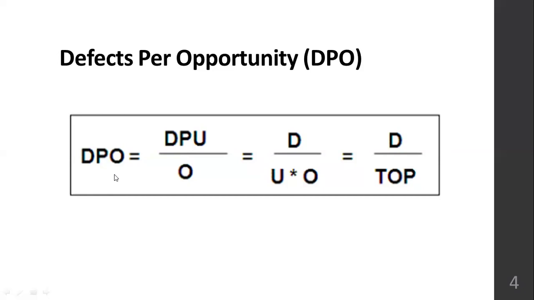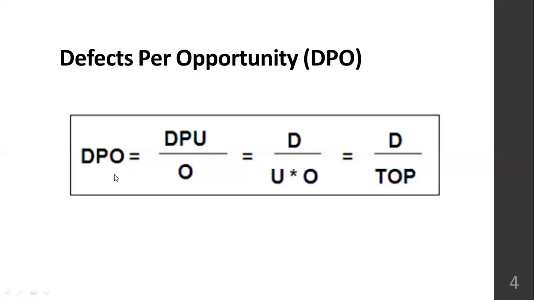You have to count how many mistakes have happened in this process, divided by how many opportunities of mistakes were already there. Let's say, for example, the admission process. In an admission process in a hospital, from start to end, there are 10 areas where defects can take place. So 10 is the opportunity where defects can take place.